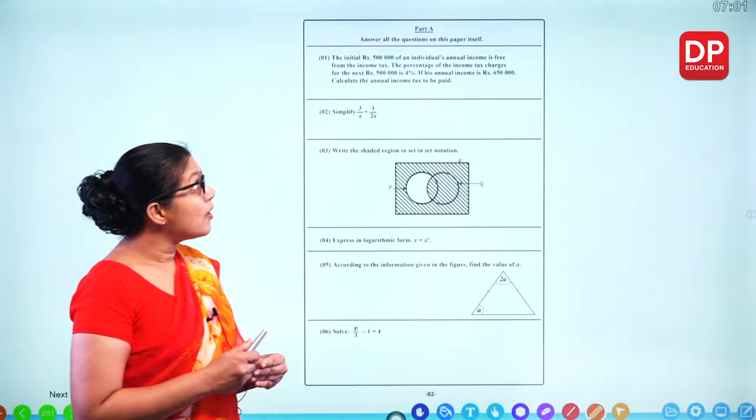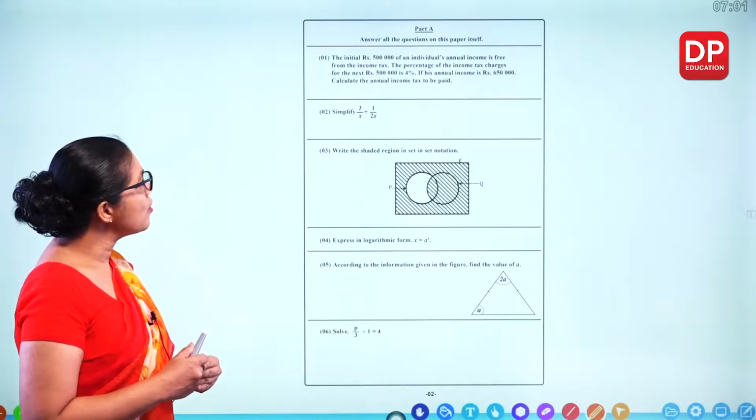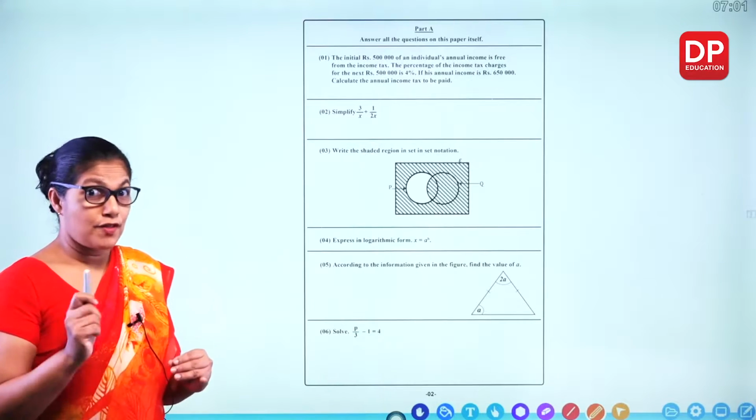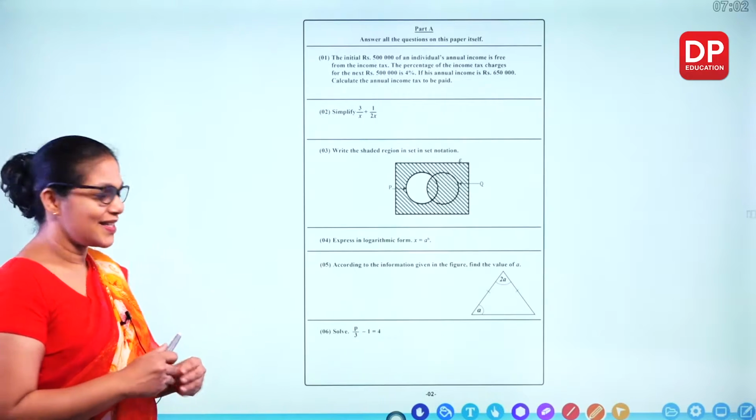It says answer all the questions on this paper itself. So you can try question number 1 to 6. First do it and then look at my video to check your answers.